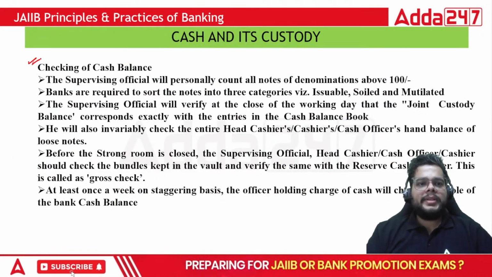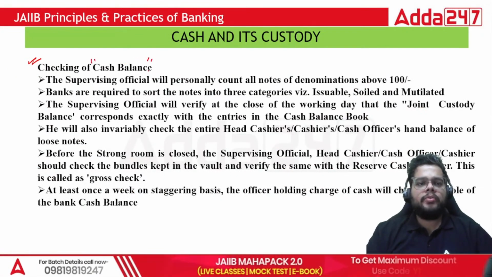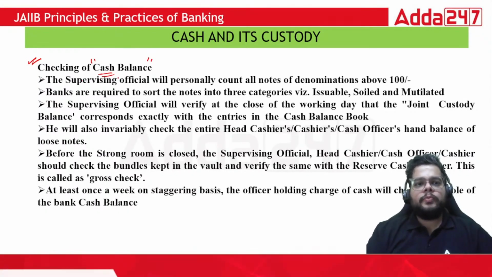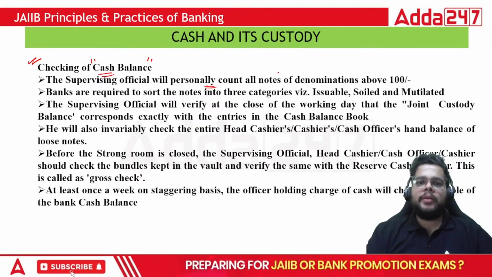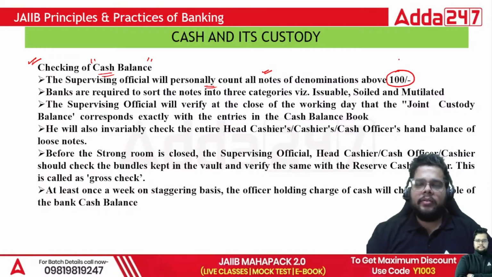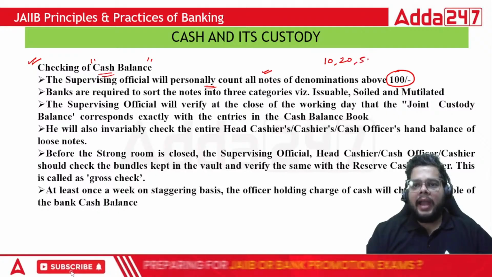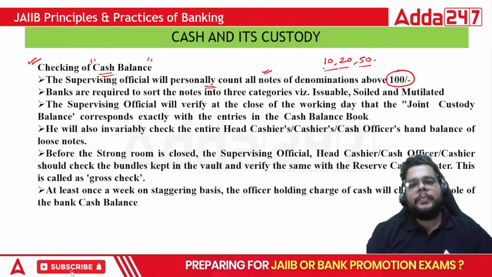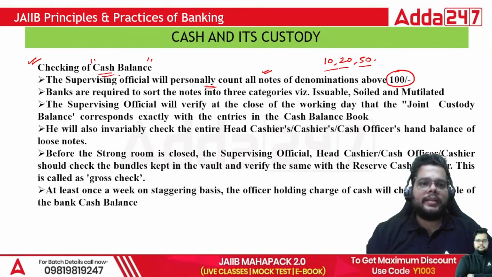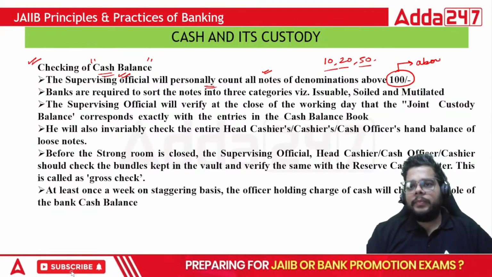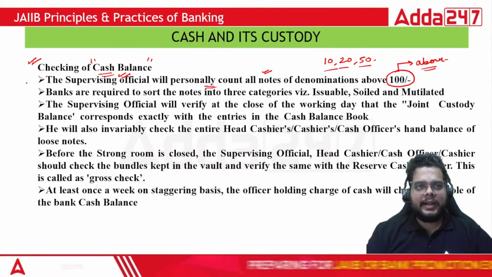Then how can you check the cash balance in your branch? The supervising official will personally count all the notes of denominations above rupees 100. There are denominations of rupees 10, 20 and 50 as well, but they are not personally counted by the supervising official. All those denominations of rupees 100 or above will be counted personally by the supervising official. That is the first thing.